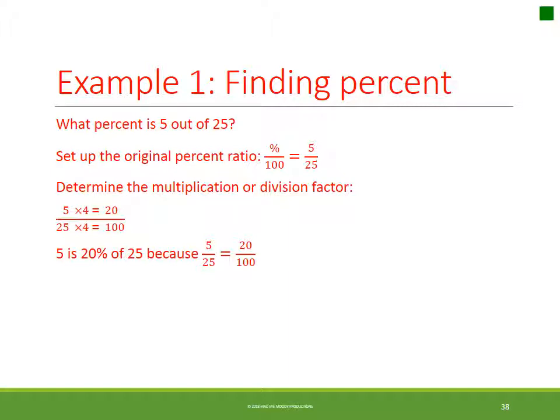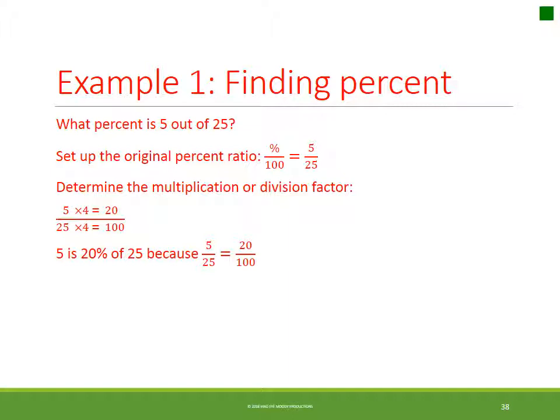So our first quantity is still 5 and our second quantity is 25. And you can think of this as parts and wholes. Our whole here is 25. That's the total that we're given. And we want the part, which is 5. So we want to know what percent this 5 is out of 25.